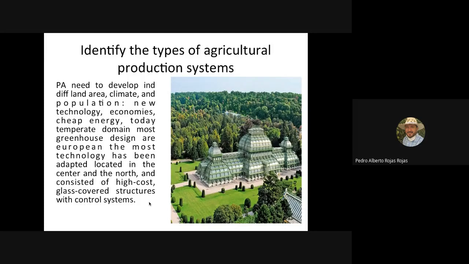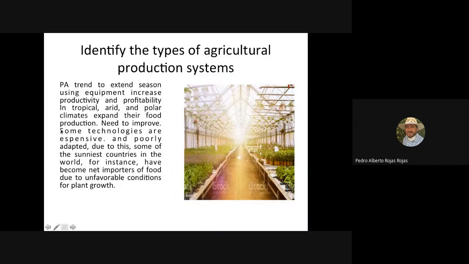We identified the disadvantage of protected agriculture, because it was created for Europe. So here in Latin America, it's difficult to obtain adapted greenhouses. That's a big problem. We have a lot of problems with the quantity of sun and the quantity of production that we need to obtain, because it's expensive to use the technology, which is poorly adapted to our zone.